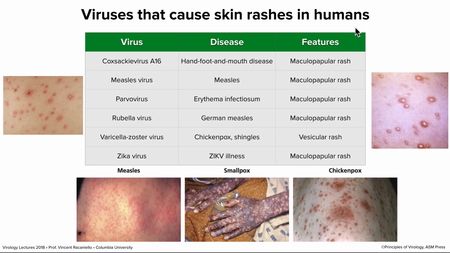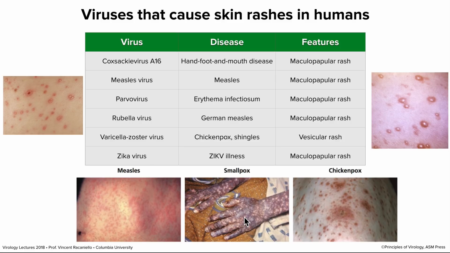Now, when we talk about rashes, there are a couple of different kinds. On this particular table, we have two: maculopapular, that's shown on the left here, kind of a red flat rash, and then vesicular. These are raised and look like they're full of fluid. And you can see here different viruses that cause a variety of human diseases associated with rashes. Here's measles on the lower left, which is a maculopapular rash. Smallpox is this rash in the middle.